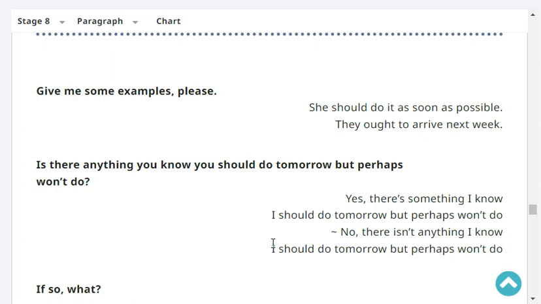Is there anything you know you should do tomorrow but perhaps won't do? There isn't anything I know I should do tomorrow but perhaps won't do. Very good.